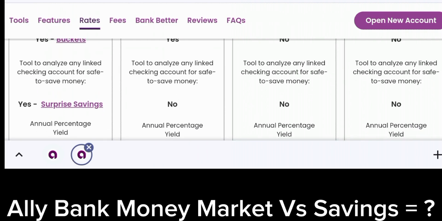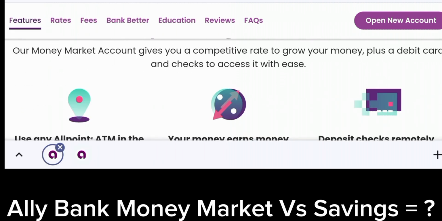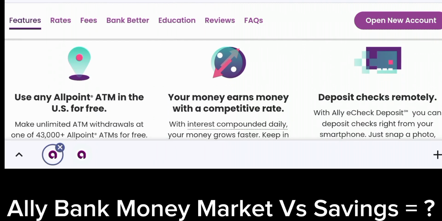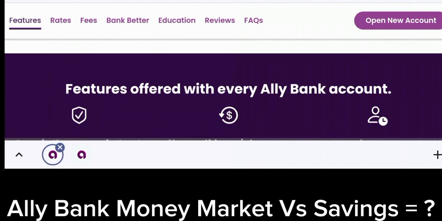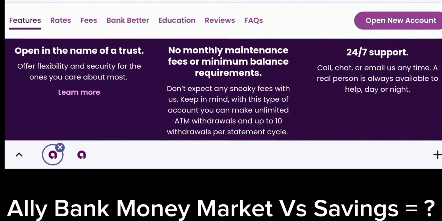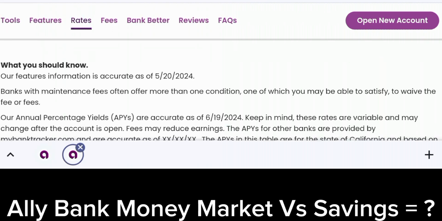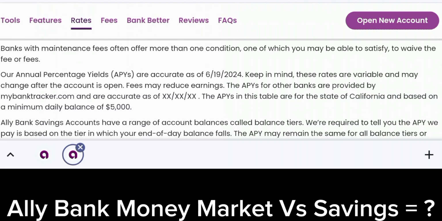And talking about the transaction limit, the Ali Bank savings account has up to 6 withdrawals or transfers per statement cycle, and the Ali Bank money market also has up to 6 withdrawals or transfers per statement cycle. So it's the same, and it's still a tie since both are subject to the same federal limits. Ease of funds transfer is another thing we need to consider. With the Ali Bank money market, they have instant access with debit card and check. But with savings, transfers take longer without instant access.